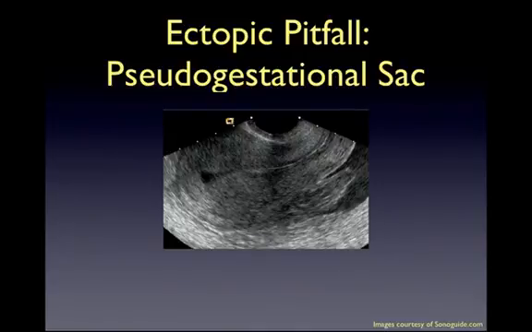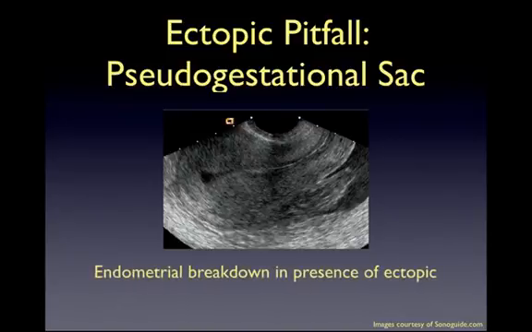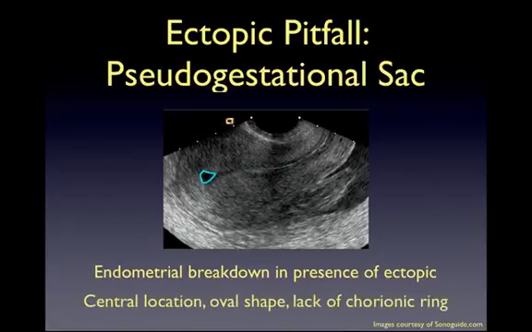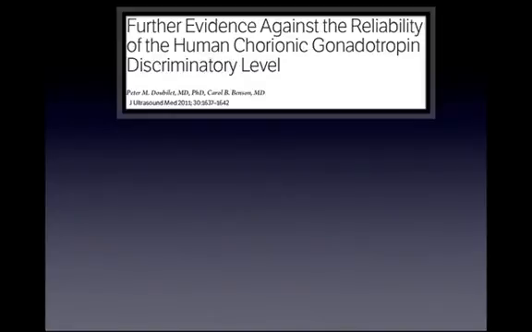A potential pitfall is mistaking a pseudogestational sac for a gestational sac or an early IUP. A pseudogestational sac is caused by the breakdown of stimulated endometrial lining from an ectopic pregnancy and can be mistaken for a viable potential IUP. The pseudogestational sac is seen in 10 to 20% of ectopic pregnancies and can be differentiated by its central location in the uterus, oval shape, thin echogenic rim, and lack of a chorionic ring. If there is any doubt regarding what is visualized on bedside ultrasound, the patient should be referred to the Department of Radiology for a confirmatory study and OB/GYN should be consulted.